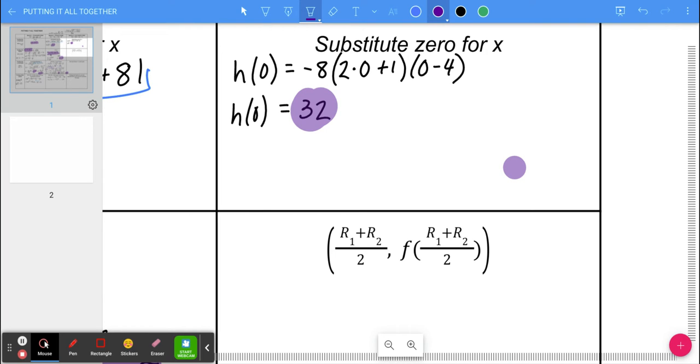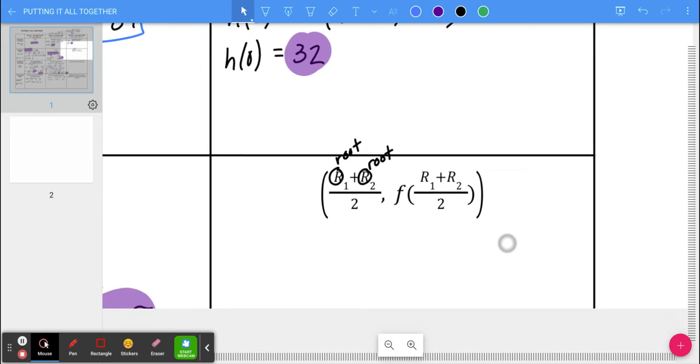Next one is your vertex. Vertex actually means that you need your roots. That's what these R's represent. It means root 1 and your root 2. So I'm actually going to skip and find your roots first, which is the next one.